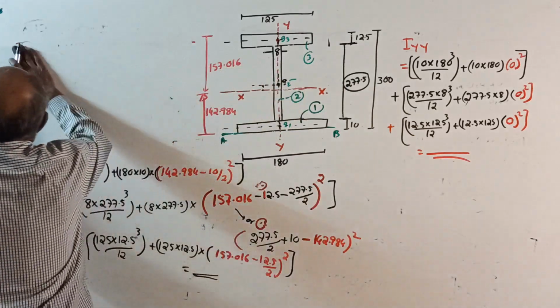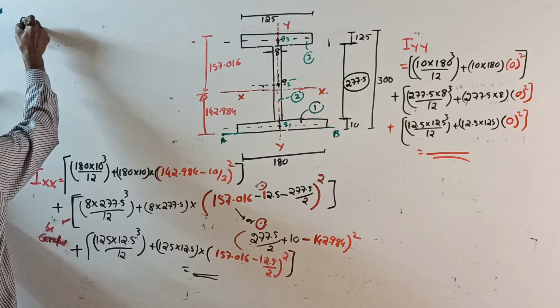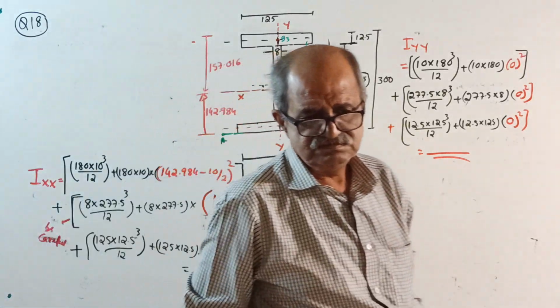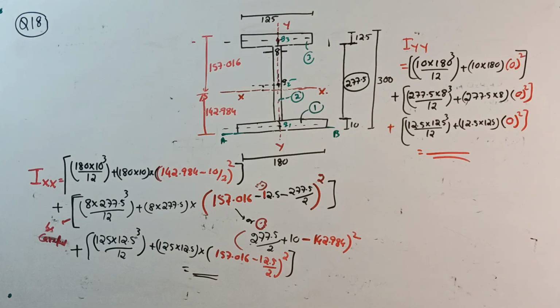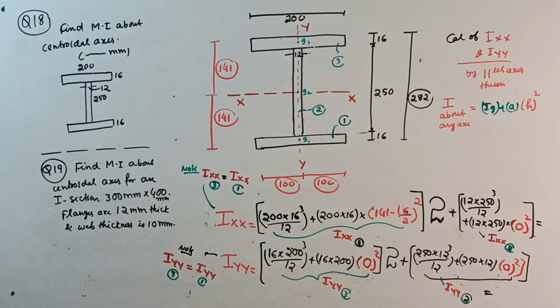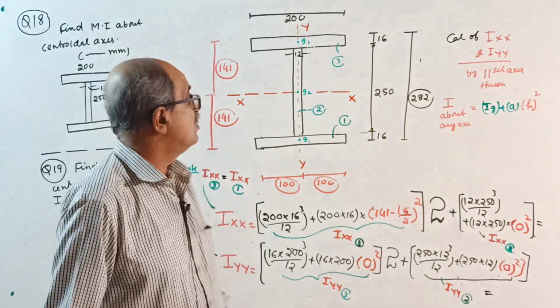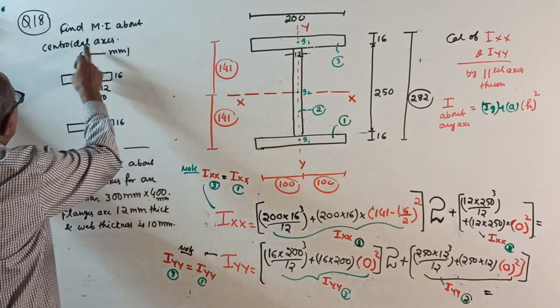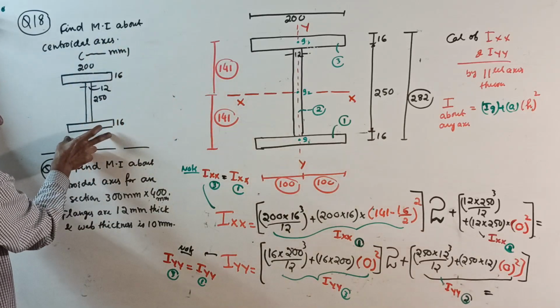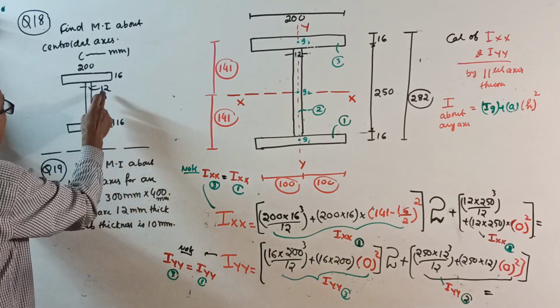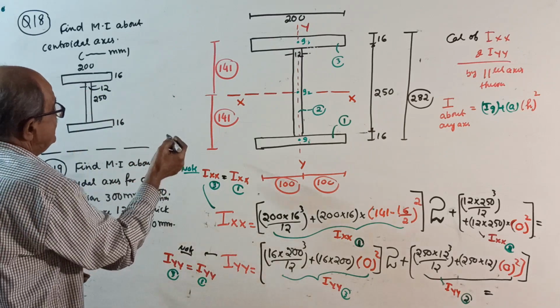Next, I will go for question number 18. Questions 18 and 19 both simultaneously. One minute. I will write 18 and start. Two questions for a symmetrical I section. You can make a note. First question: find moment of inertia about centroidal axis. 216 not given; you make a note here. Not given means understood. This also 200 by 16, 12, 250.